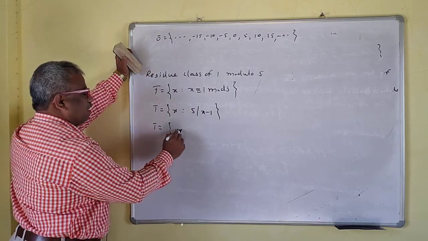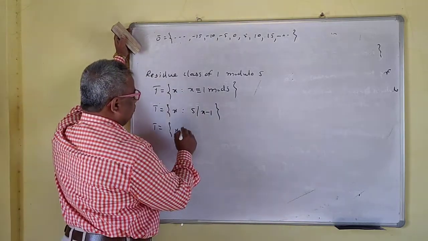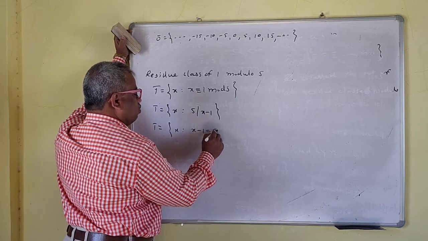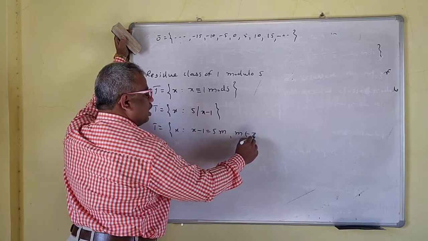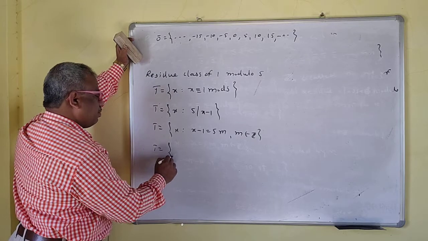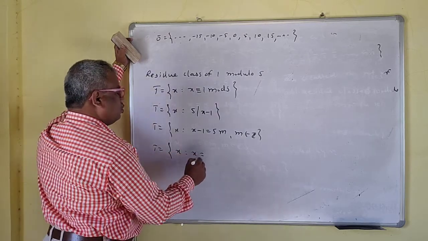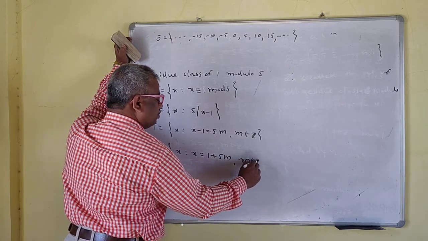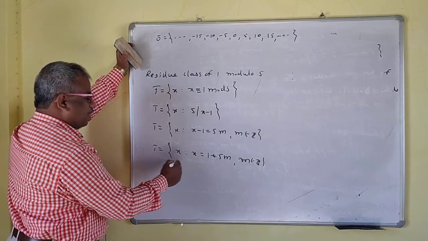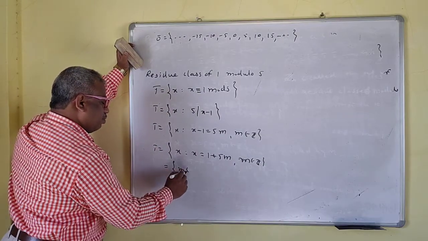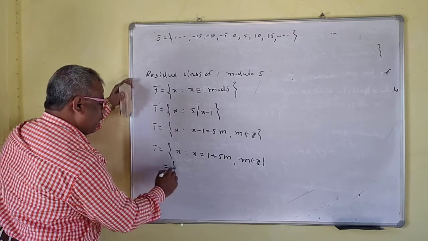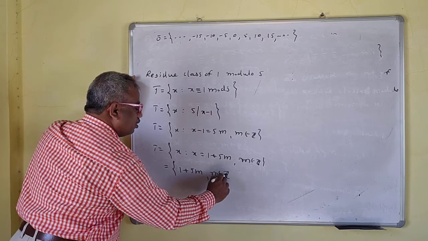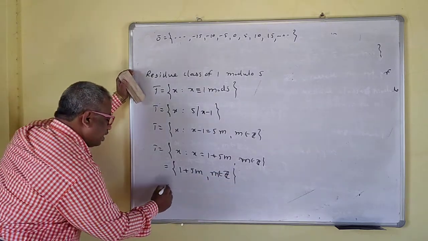So 1 bar is the same as the set of x such that x minus 1 is equal to 5 times m, where m belongs to Z. So 1 bar is the same as the set of x such that x is equal to 1 plus 5m, m belongs to Z. That means this is of the form 1 plus 5m, with m belonging to Z.